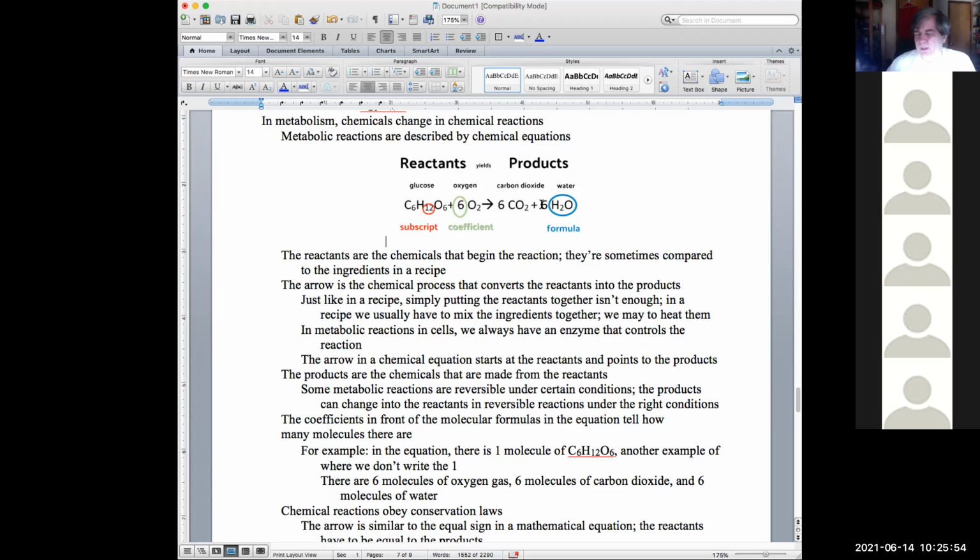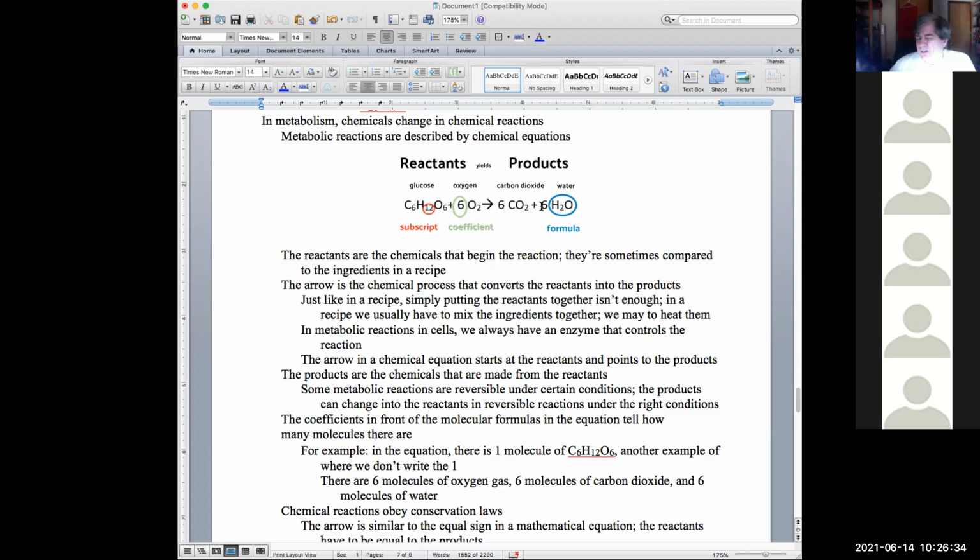Plus, notice here's another plus sign, so we're going to make 2 products. So although we can compare this to a recipe, it's a little bit different. Usually if you have your flour and sugar and eggs and vanilla and you mix them up, you make 1 type of product. You either make cupcakes or pancakes. You don't make both. But here we're going to make some CO2, some carbon dioxide, and also some H2O, some water. So the H2O or the CO2 or the O2 or the C6H12O6, these are all the formulas for different molecules.